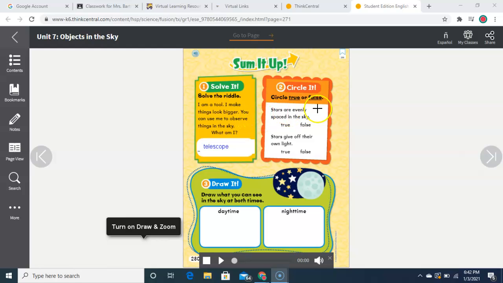And the next question is true or false. Switch to oval. Okay, circle true or false. Stars are evenly spaced in the sky. Remember that was false. He said they are just randomly everywhere throughout the sky. And next one, stars give off their own light. That is true.